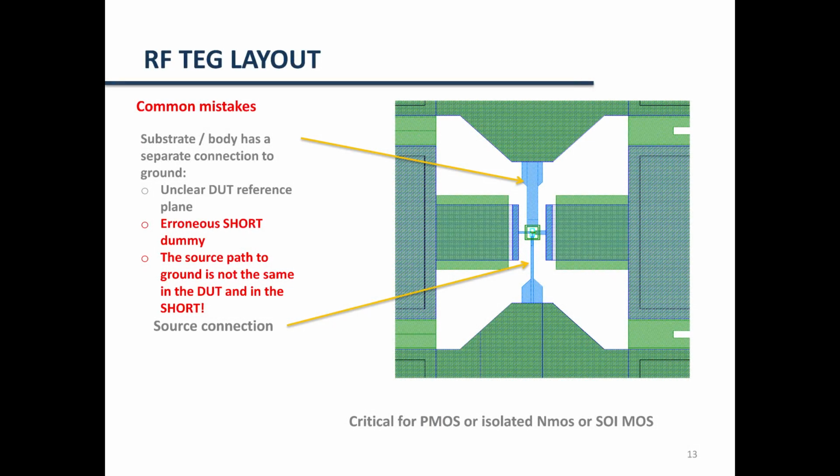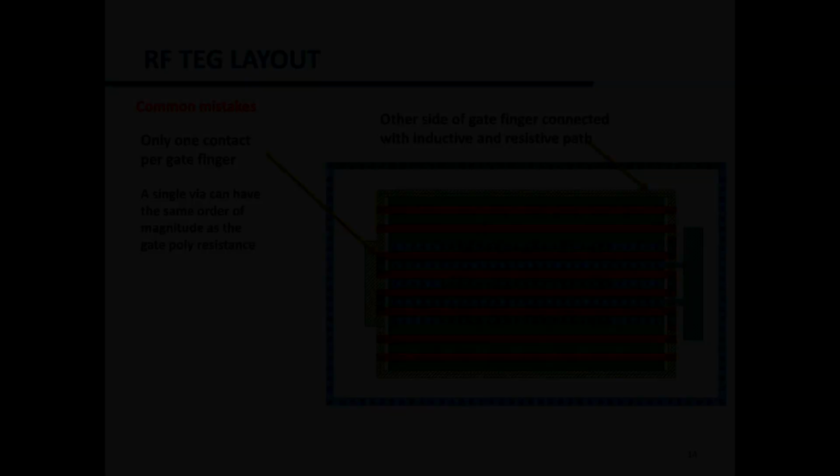Another common mistake is to have a different connection for the body and for the source. In this case, this will result in erroneous short dummy structures, because then the short structure will not be consistent with the device, and this will lead again to inaccurate measurements after de-embedding.